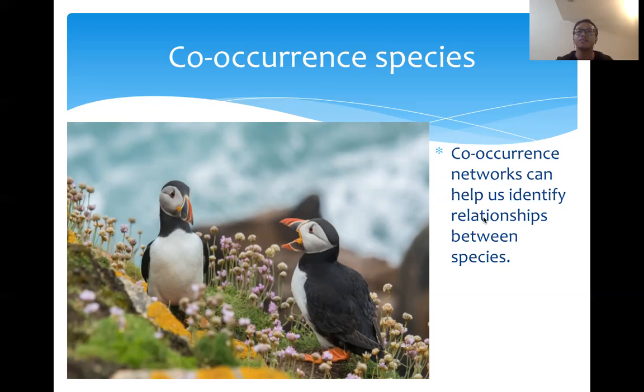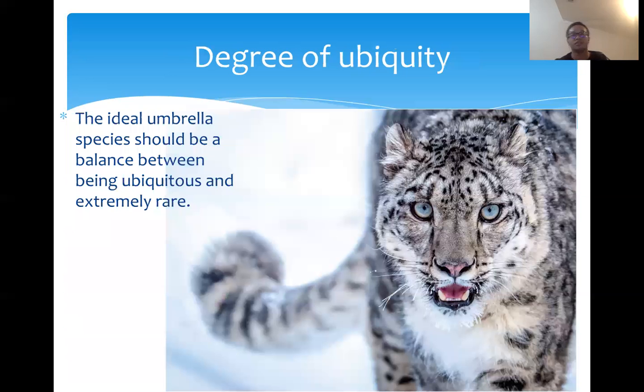The second theme that scientists generally go towards for selecting umbrella species is the degree of ubiquity. Ideally, we don't want them to be on either end of the spectrum. We don't want them to be super rare, and we don't want them to be extremely ubiquitous. The main reason is that ubiquitous species are unlikely to serve as an effective umbrella because they occur in so many locations with relatively low species richness.